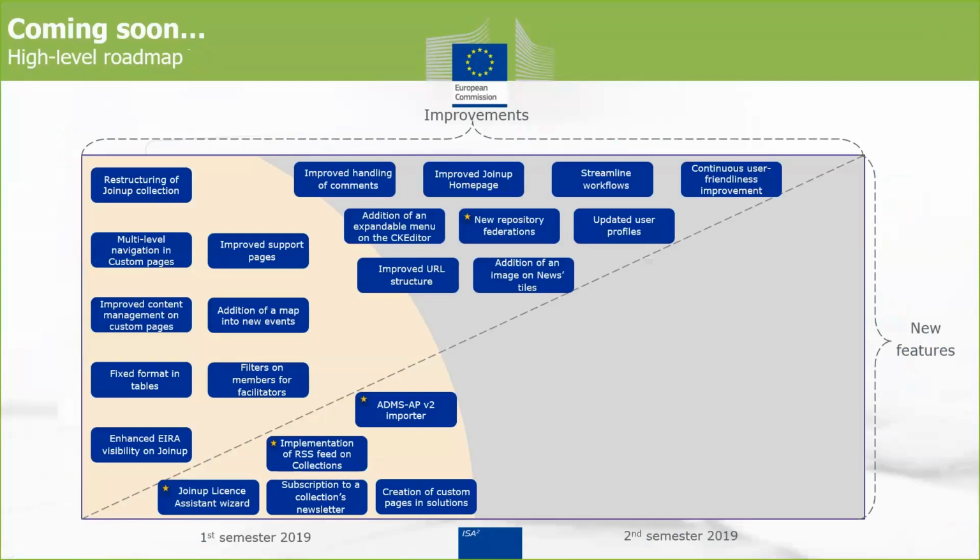The improved URL structure, we mentioned that. New repository federations, that was mentioned. Addition of an image unused, that was also mentioned. Streamlined workflows. We're improving our workflows. By workflows, I mean the moderation process, which is already quite quick, I believe. But we're going to improve that so we can have better notifications, and you, as the user, will receive clearer information about what's happening when you propose something.